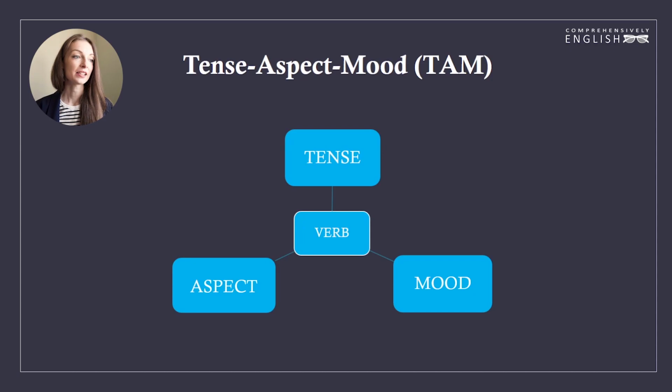But English verbs change in three categories, which are tense, aspect, and mood, which are crucial for proper expression of thoughts. Today, I invite you to take a closer look at these categories. Let's begin. Tense, aspect, and mood. These are the three categories in which we can change verbs in English.